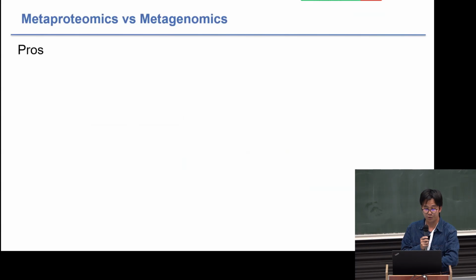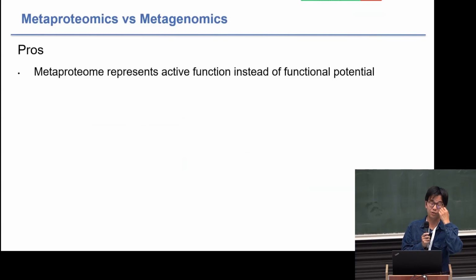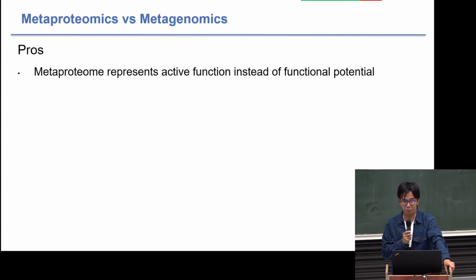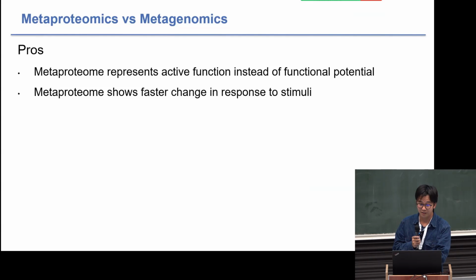So what's the advantage of metaproteomics? Basically, it's also the advantage of proteomics over genomics, because they present active function instead of functional potential. At the DNA level, you can detect DNA, but you don't really know if this gene is actually active and translated into proteins at the end. And also they can show faster changes in response to stimuli. Especially for microorganisms, sometimes you don't really see abrupt changes at the DNA level.